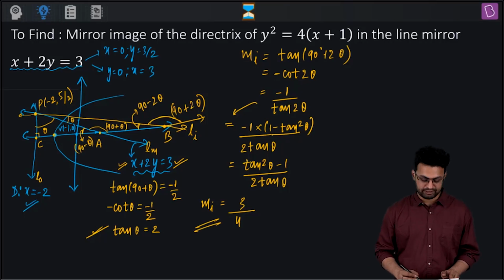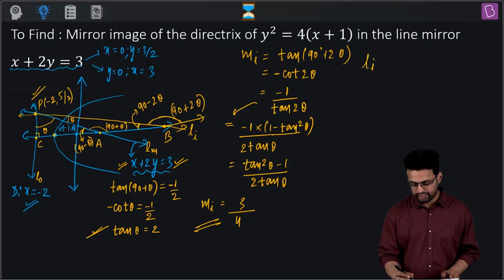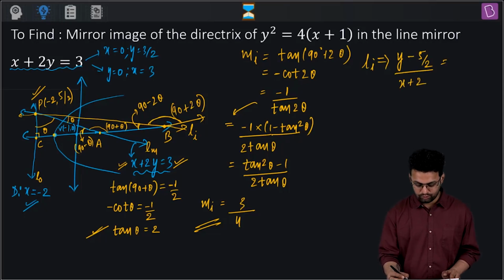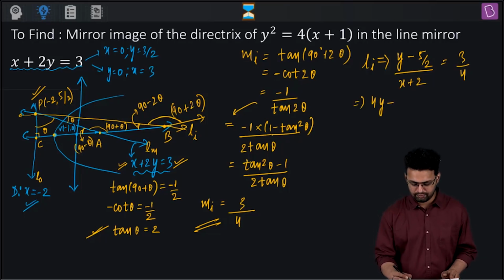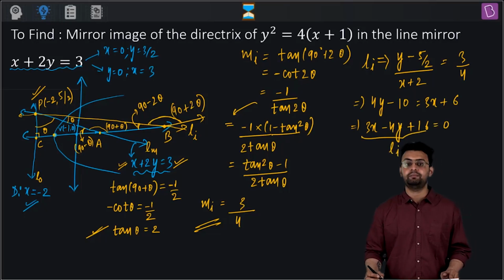Now we have the slope of the image line. We have a point P also from where the image line is passing. So the equation of the image line is going to be y minus 5 by 2 upon x minus of minus 2, which will become x plus 2, is equal to 3 upon 4, which will further give me 4y minus 4 into 5 by 2, which is 10, is equal to 3x plus 6. So finally I have 3x minus 4y plus 16 is equal to 0. This is what the equation of the image line is going to be.